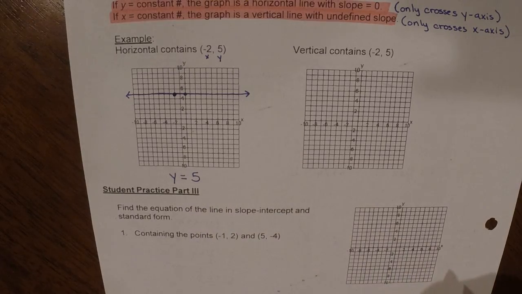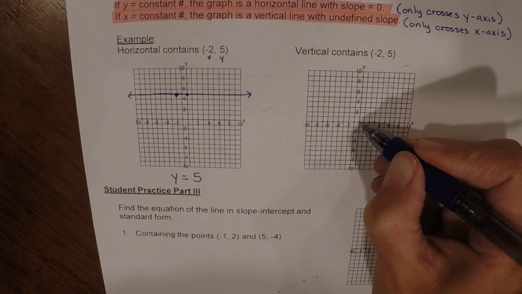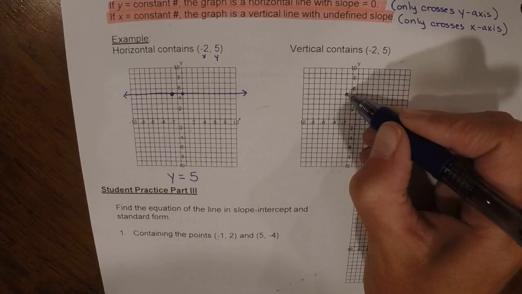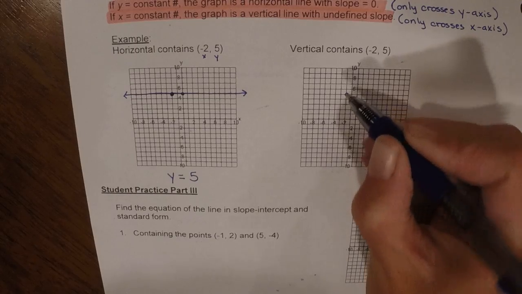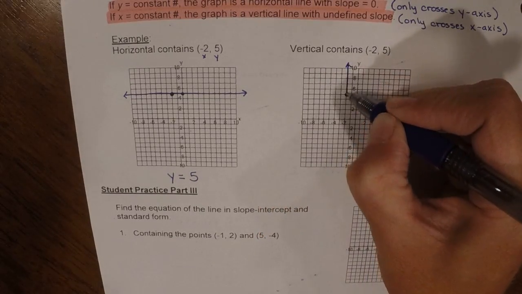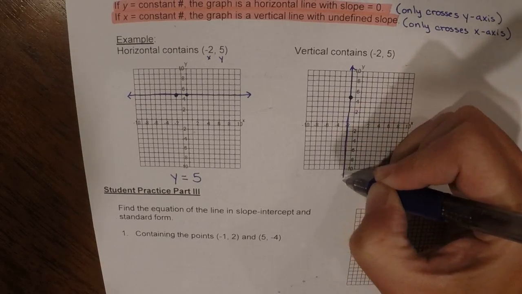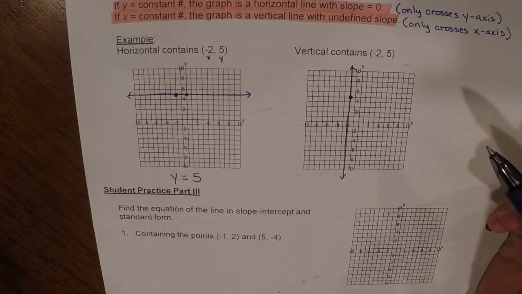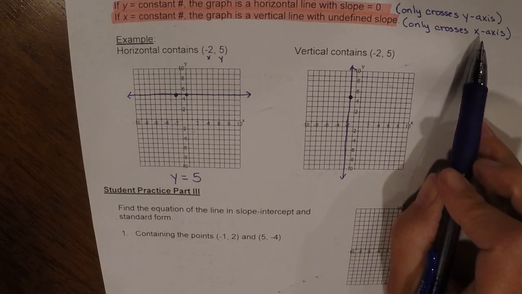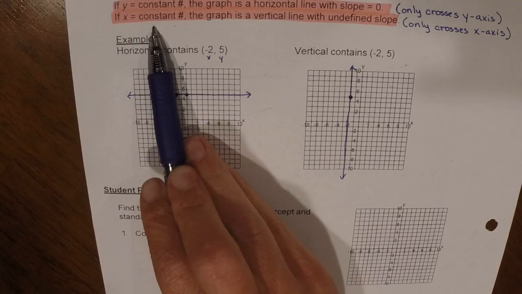So what if they switch it up on us? It's the same point, so I go negative 2 on the x-axis, up to 5 on the y-axis, and I put a point, but now it says the vertical line that goes through there. So if I draw a vertical line through that point, here it is, it only crosses the x-axis. That means it's going to be x equals a number.